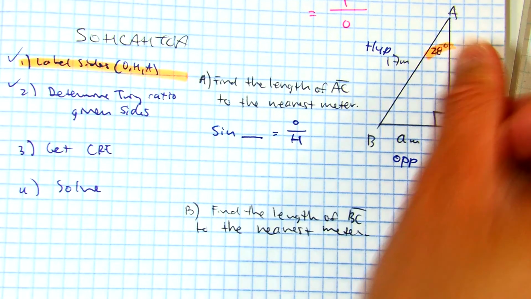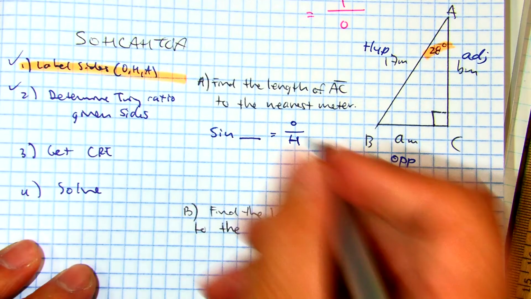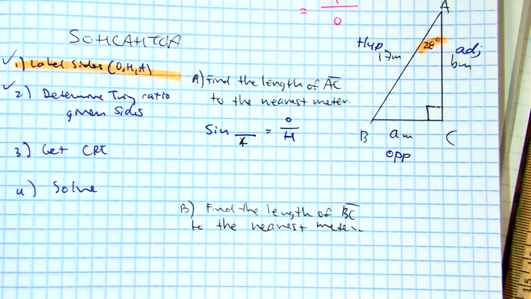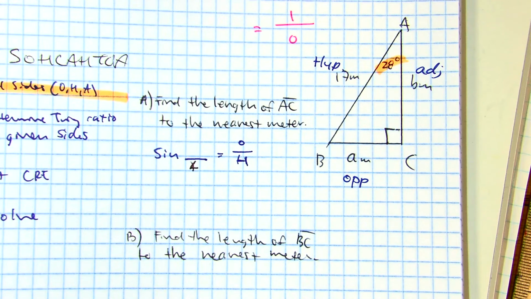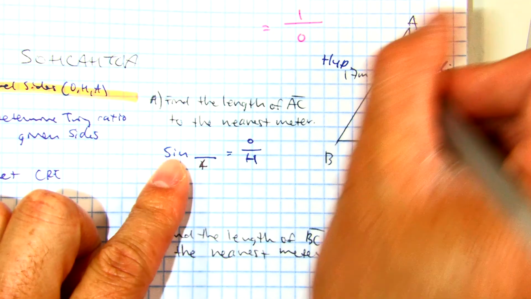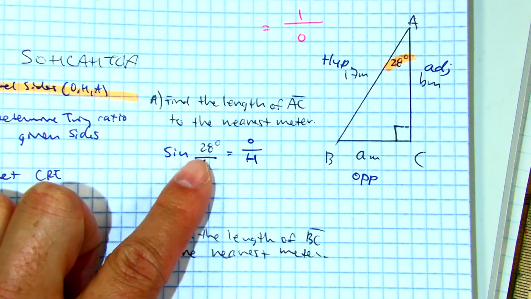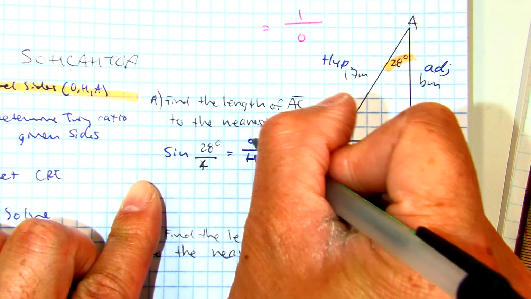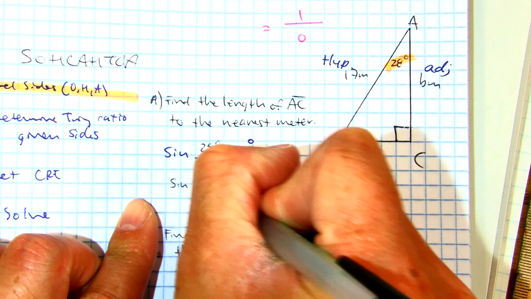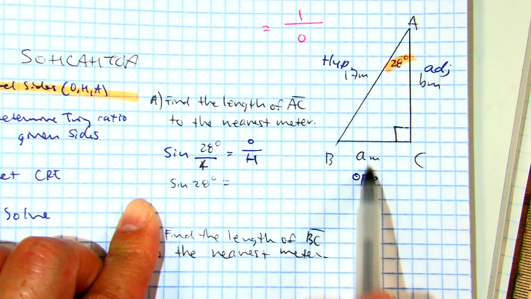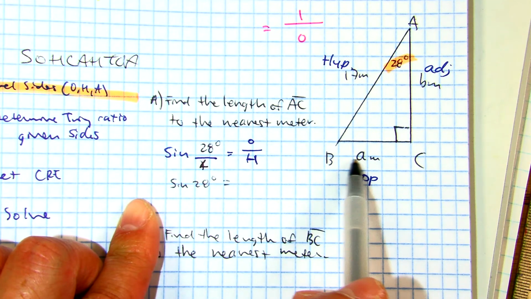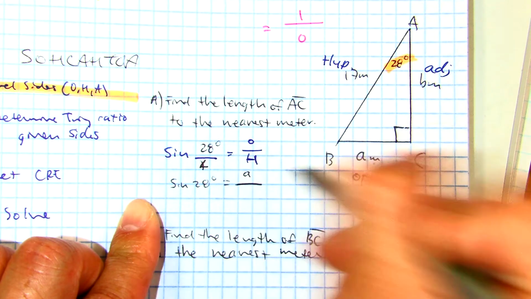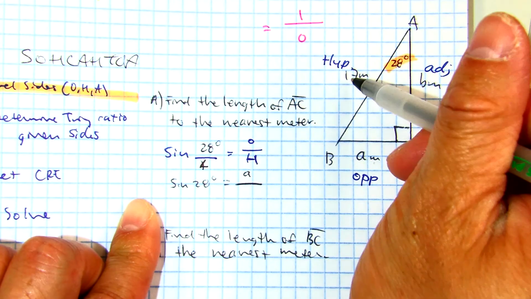Now I'm just going to fill in the information. This is an angle, so I'm going to put a little angle symbol to remind you. So this angle is 28 degrees. You're always going to put a trig ratio and then an angle. And then I have the opposite over the hypotenuse. So let's go ahead and substitute that in. The opposite side is A, so this is a length of A measured in meters. So I'm just going to put the variable A. And then the hypotenuse, which is 17.